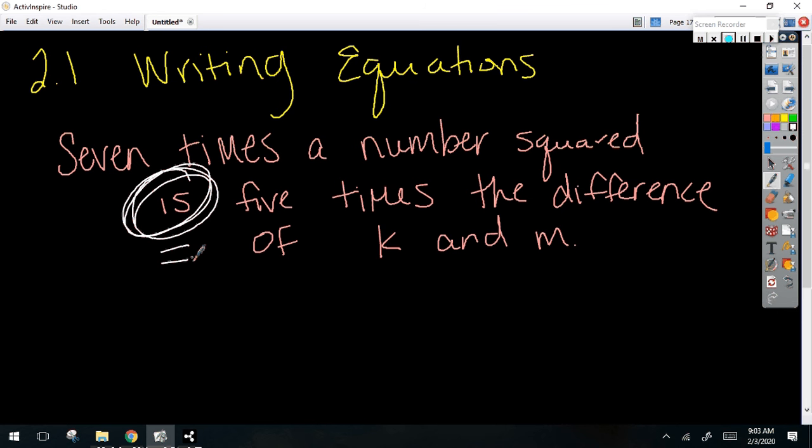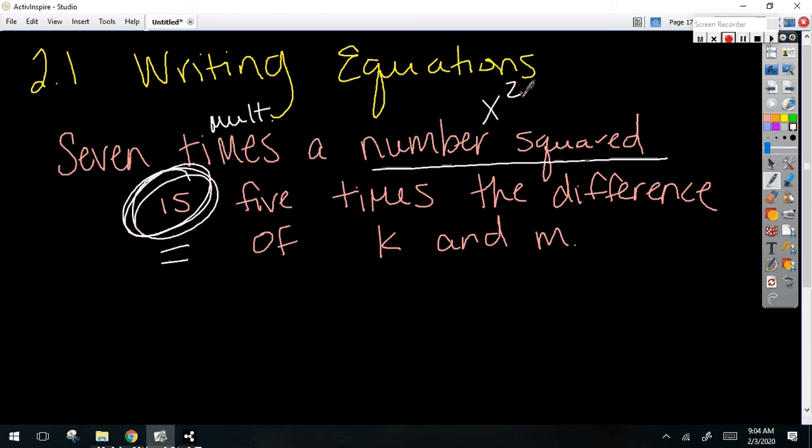All right. 7 times a number squared. So let's look at this first. Times means what? Multiplication. Multiply. 7 is obvious. Number squared means what? X squared. To the second power, right? Or x times x, right? But since we got squared, we'll put it to the second power. We know is means equals.